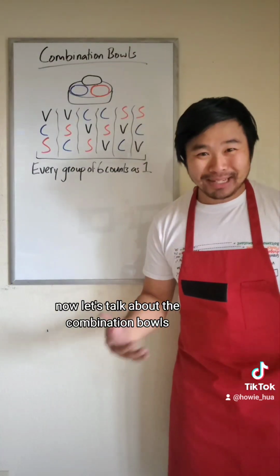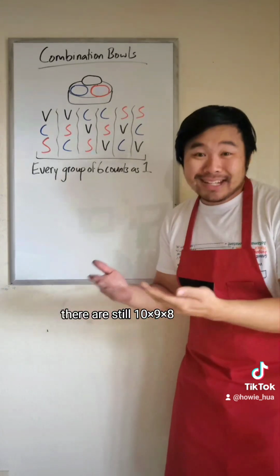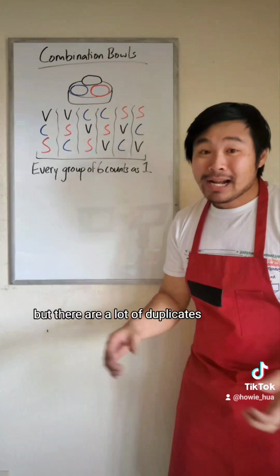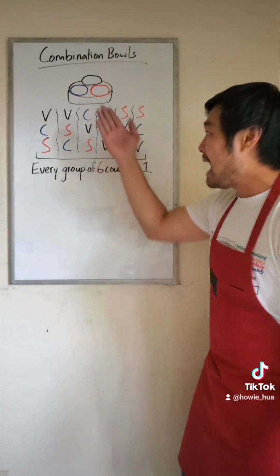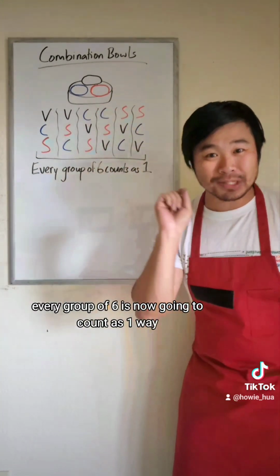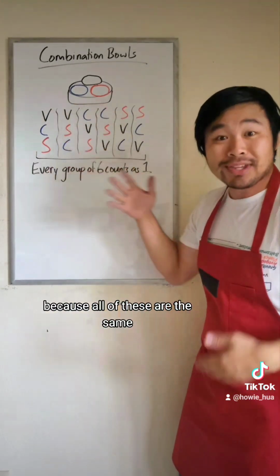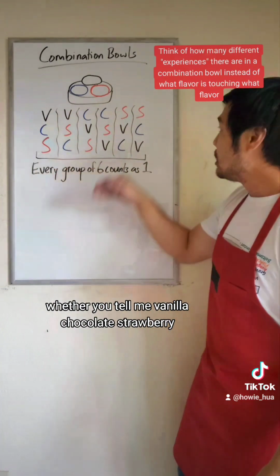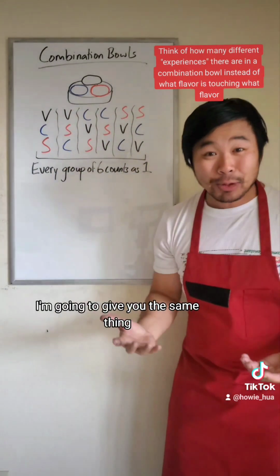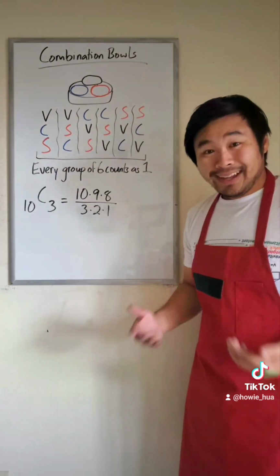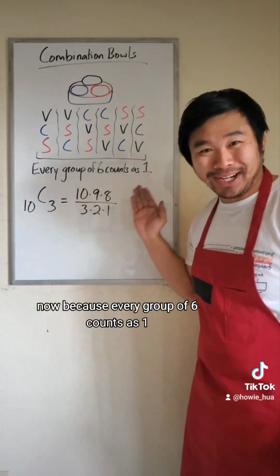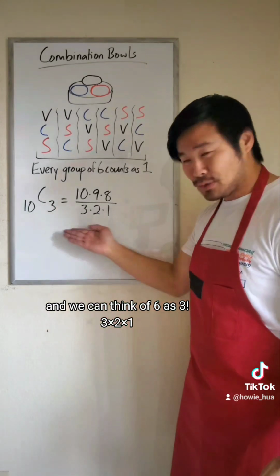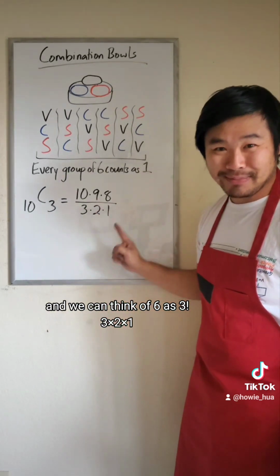Now, let's talk about the combination bowls. There are still 10 times 9 times 8 different ways of telling me 3 different flavors, but there are a lot of duplicates. Every group of 6 is now going to count as one way, because all of these are the same in a combination bowl. Whether you tell me vanilla chocolate strawberry or strawberry chocolate vanilla, I'm going to give you the same thing. Now, because every group of 6 counts as 1, we would divide by 6 to get the answer, and we could think of 6 as 3 factorial. 3 times 2 times 1.